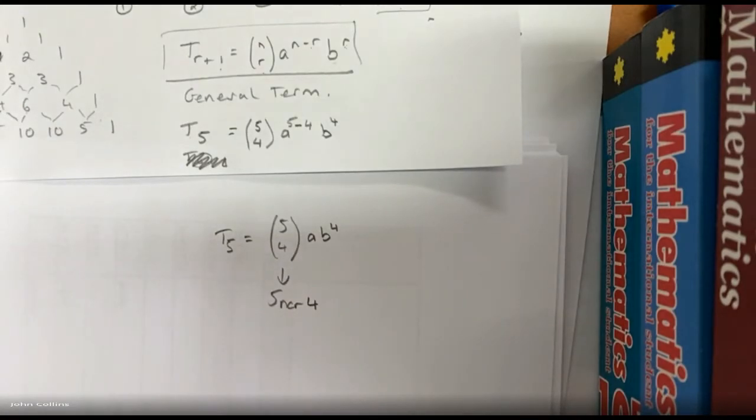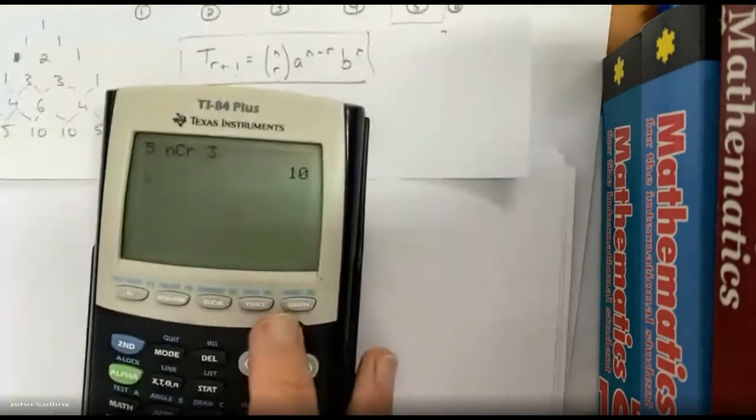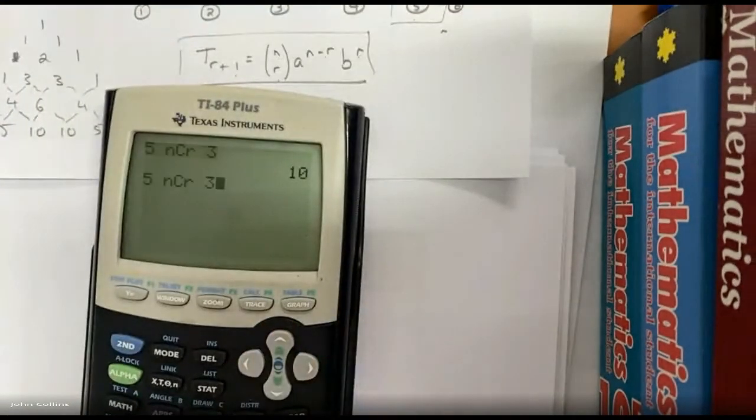5 choose 4. It's got to do with the factorials. It's a more mathematical way of writing this. So let's see on our calculator. I'm just going to copy and paste that one down and change the 3 to a 4. And hopefully it gives me a 5. It does. 5 choose, nCr, 4.